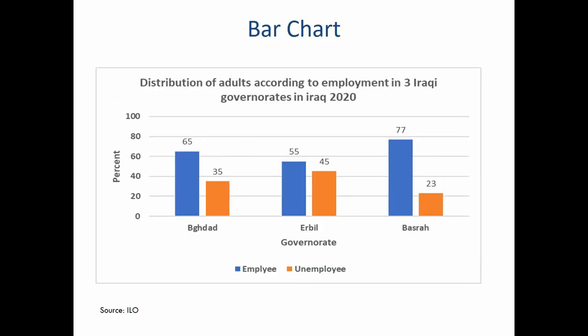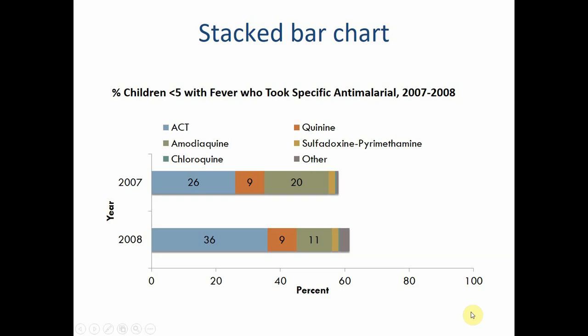Bar chart, distribution of adults according to employment in 3 Iraqi governorates in Iraq in 2020. Here we got Baghdad, Erbil, Basra, and percentage, and divide persons into employed and unemployed in this legend. Source ILO.